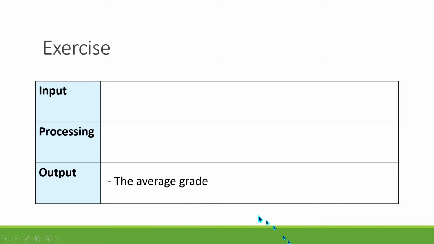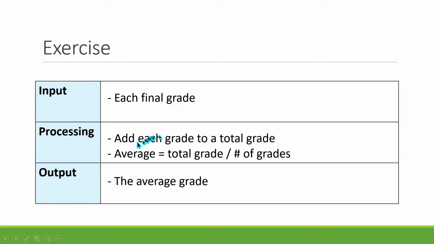So, of course, we do the output first. The output is the average grade. In order to calculate the average, we need each of the final grades that the user has, and the processing, like before, we add each grade entered to a total, and then after all the grades are entered, we then calculate the average as the total grade divided by number of grades. Again, you're going to find the logic for this is almost exactly the same, at least some of it, as the previous example that calculated the average.